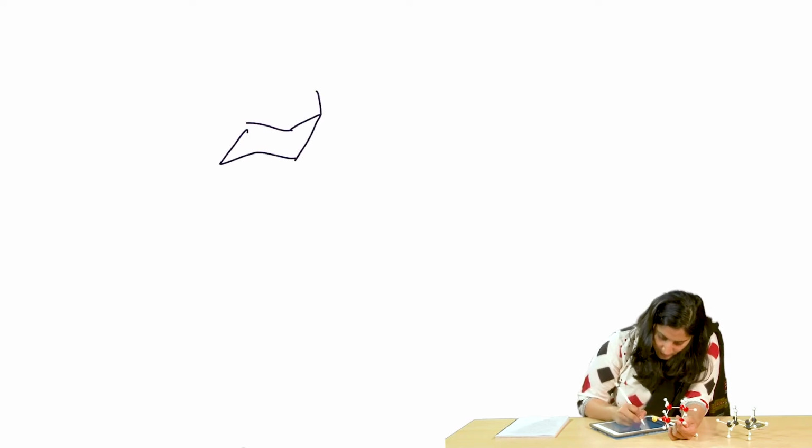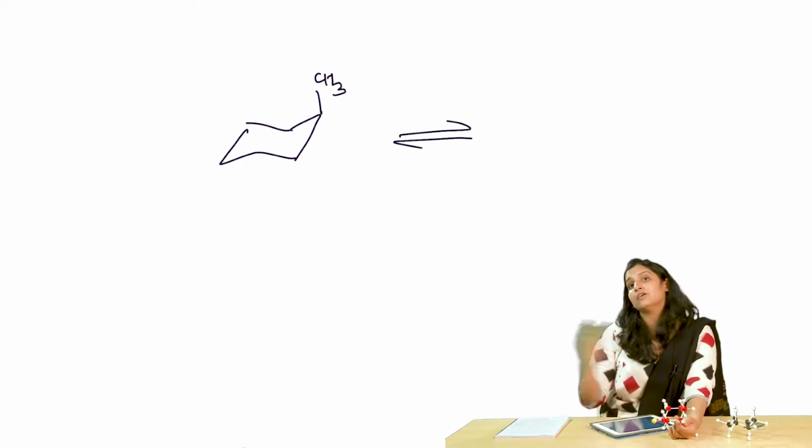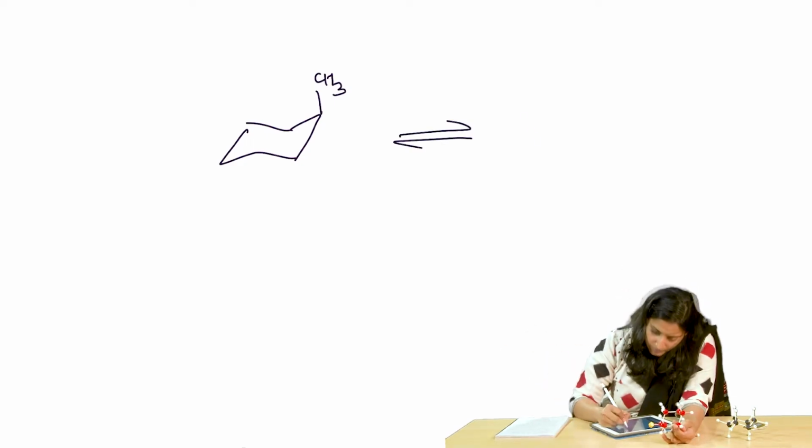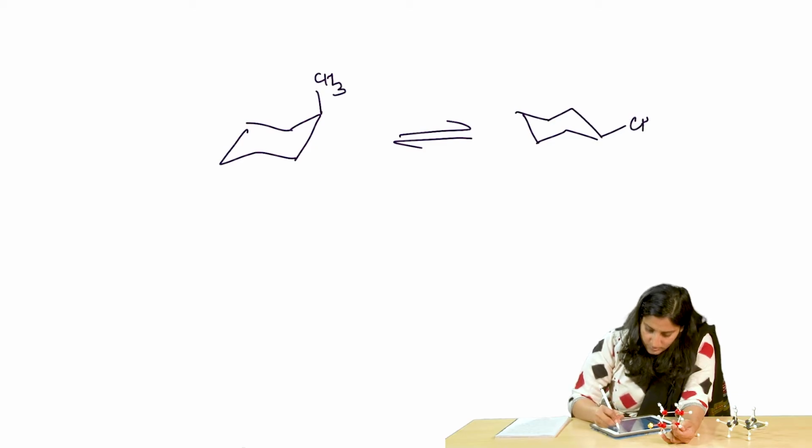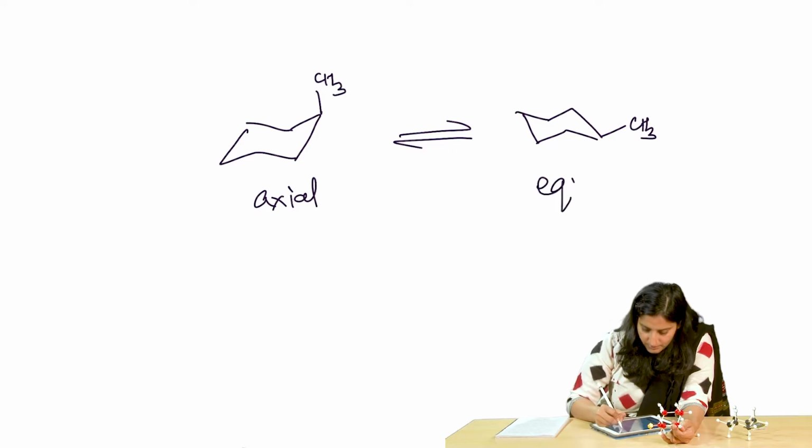So, what we are going to do is start with methyl cyclohexane and see whether it is more or less stable when it is in the axial versus equatorial position. So, I have a methyl cyclohexane and I am going to put it in the axial up position here. As the chair interconverts, it goes from one form to the other. It is going to go from axial to equatorial.